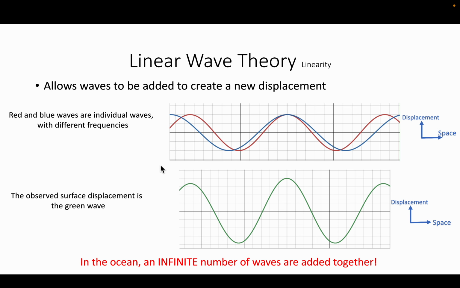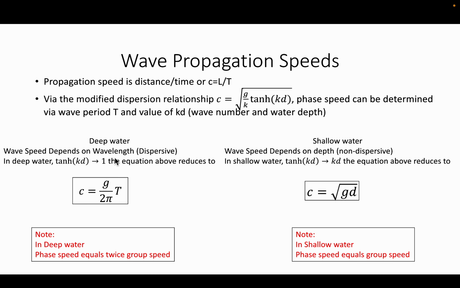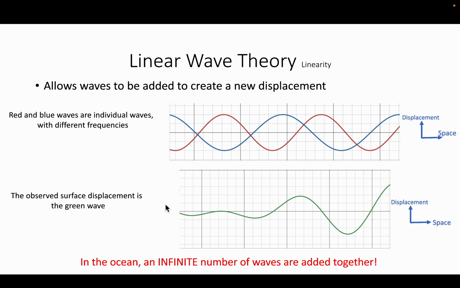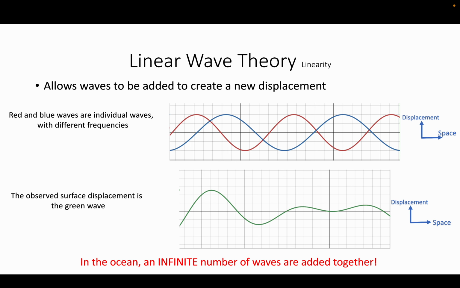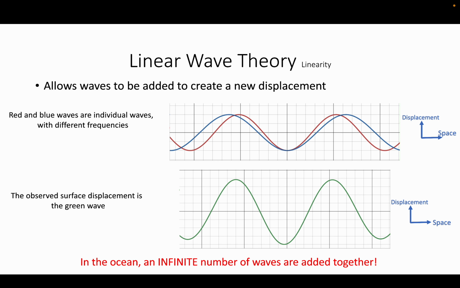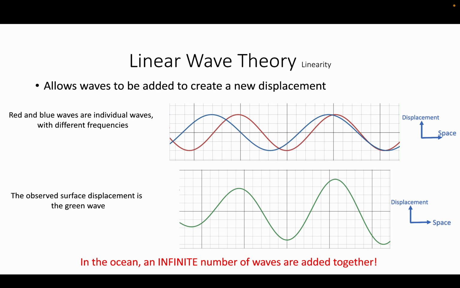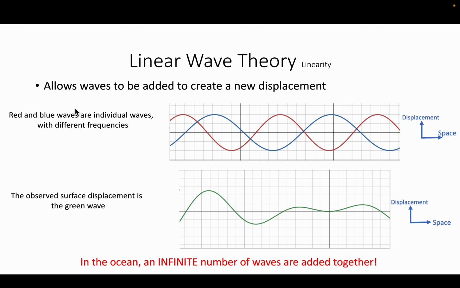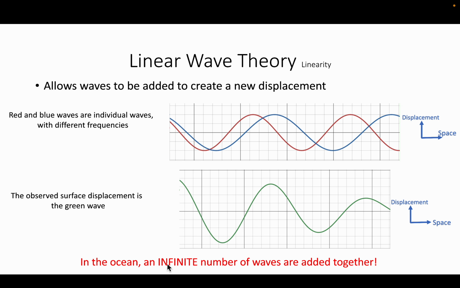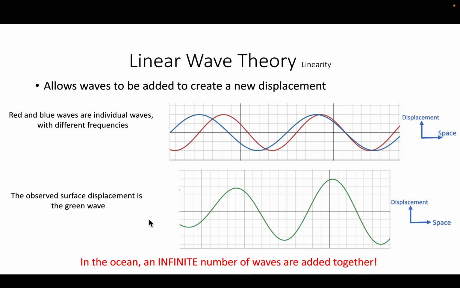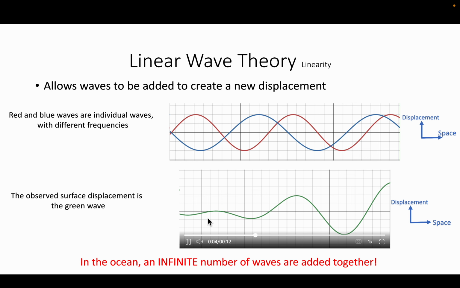What's fun is when time goes on, so let me go forward and then back, this green wave has a really irregular shape and beat to it. If you're a downwinder, you've probably recognized this before. If not, that's great too, because we're going to talk about it some more. A note before we move on: in the ocean, there are an infinite number of waves we can add together. In this example, it's just 2, but in the ocean, it's infinite. So this green wave could be a lot more complex.